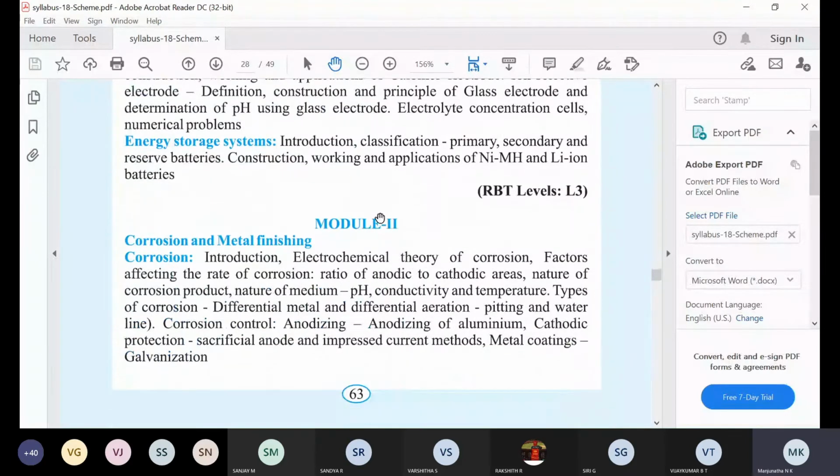So coming to module 2, that is corrosion and metal finishing. Here also there are two units. Unit 1 is corrosion and unit 2 is metal finishing. Coming to the first one, unit 1, corrosion. In corrosion we are going to study two types of corrosion. First one is wet corrosion and another one is dry corrosion, and another topic is factors affecting rate of corrosion. Sometimes whatever metal we expose to the environment undergoes corrosion, meaning there is a loss of metal that takes place.